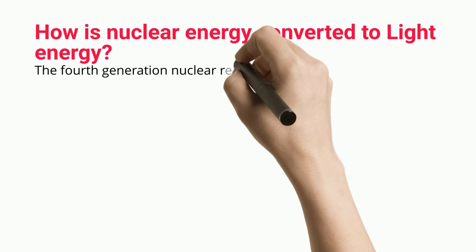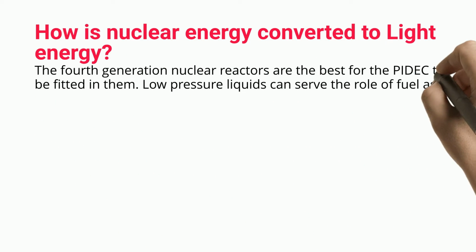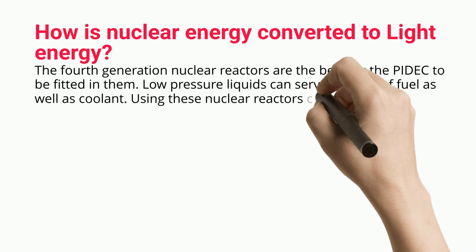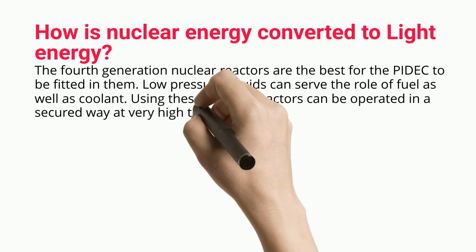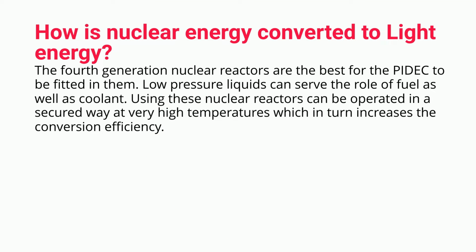The fourth-generation nuclear reactors are the best for the PIDEC to be fitted in them. Low-pressure liquids can serve the role of fuel as well as coolant. Using these, nuclear reactors can be operated in a secured way at very high temperatures, which in turn increases the conversion efficiency.